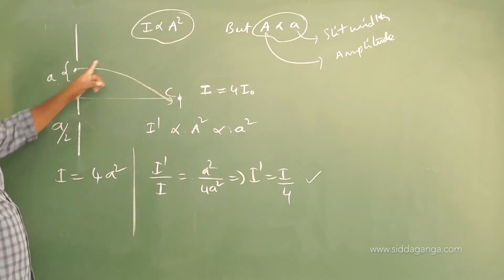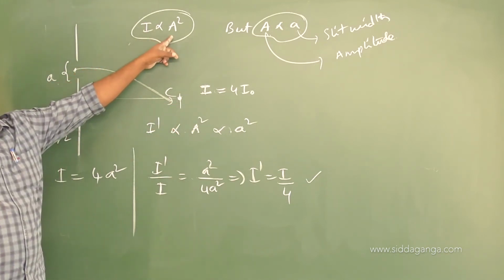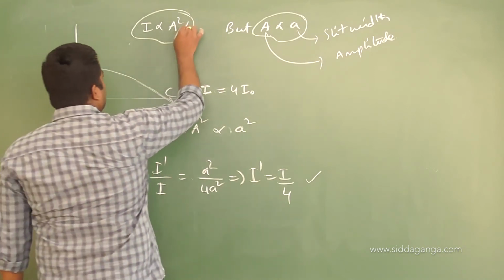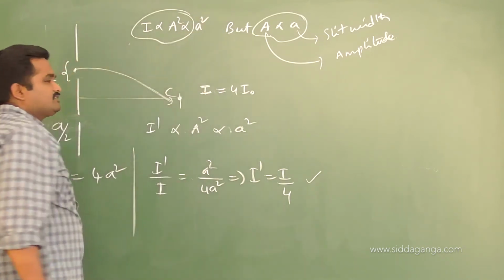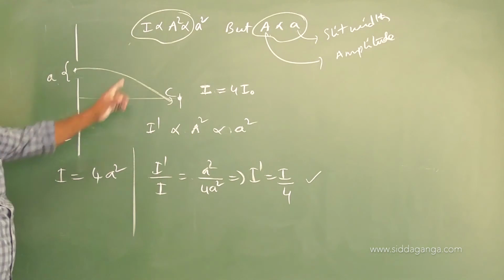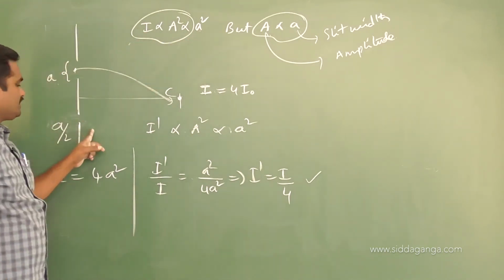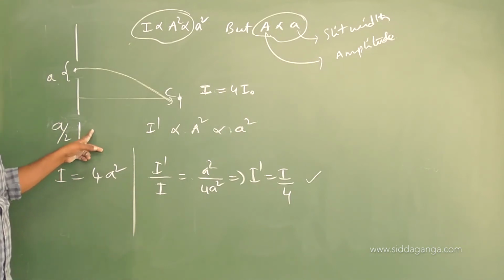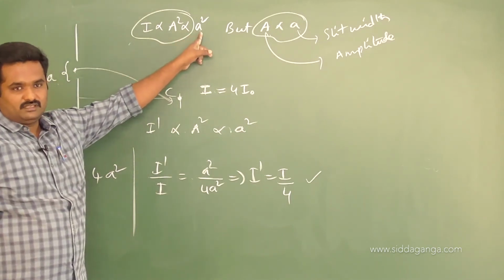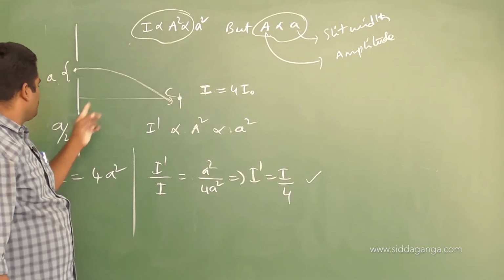In that case, remember, intensity is proportional to square of amplitude, and once again it is proportional to what? A square. A is what? Slit width, if they are given. Wherever I1 is there, I can substitute A square. Wherever I2 is there, what do I need to take now? A square by 4. Small a square by 4. So likewise you have to take for intensity.